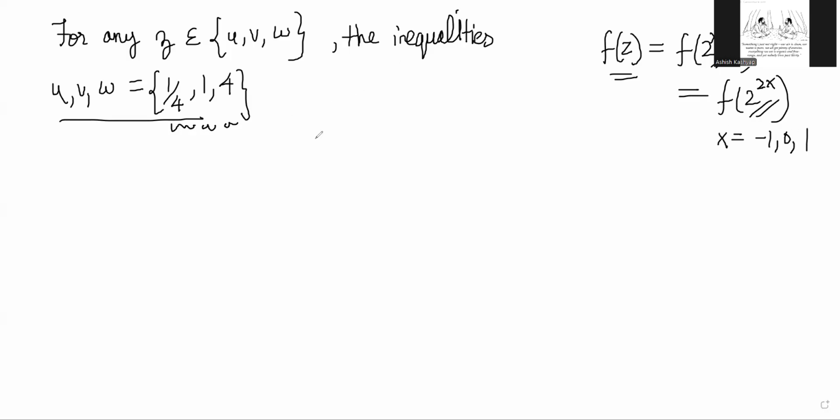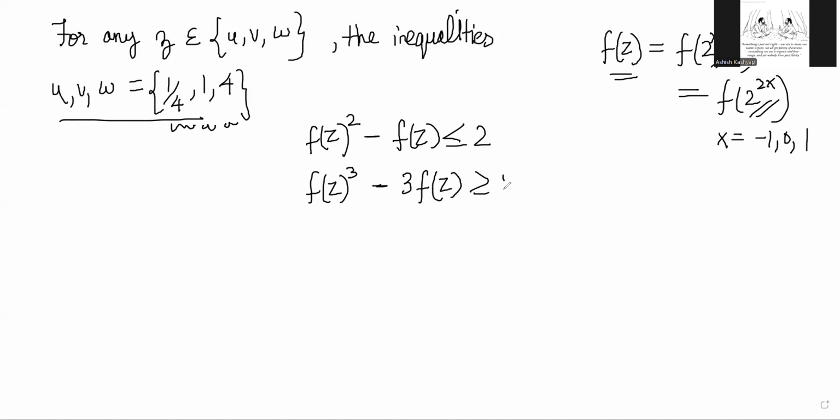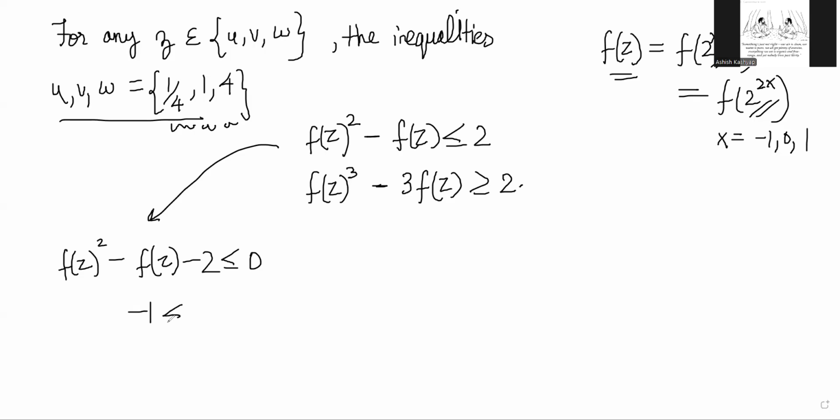So the inequalities become f of z whole square minus f of z is less than or equal to 2, and also f of z whole cube minus 3f of z is greater than or equal to 2, right? If you look at the first inequality here, you will get f(z)^2 - f(z) - 2 is less than or equal to 0. The solution of this is clearly, it's a simple quadratic inequality. The solution is -1 is less than or equal to f of z is less than or equal to 2, from here, right?